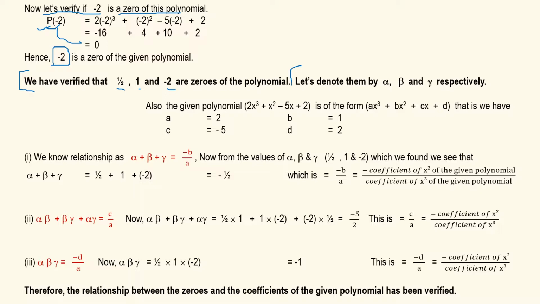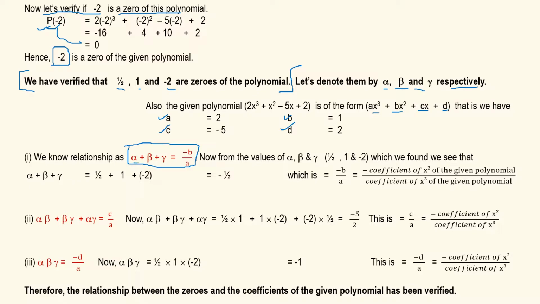For the next step, let's denote these three zeros by letters alpha, beta and gamma respectively. Also, we notice that the given polynomial is of the cubic form ax cubed plus bx squared plus cx plus d, where a is equal to 2, b is equal to 1, c is equal to minus 5 and d is equal to 2. So now let's go to the next step of verifying the relationships. But what is the relationship? What is the relationship between zeros of the cubic polynomial and its coefficients?